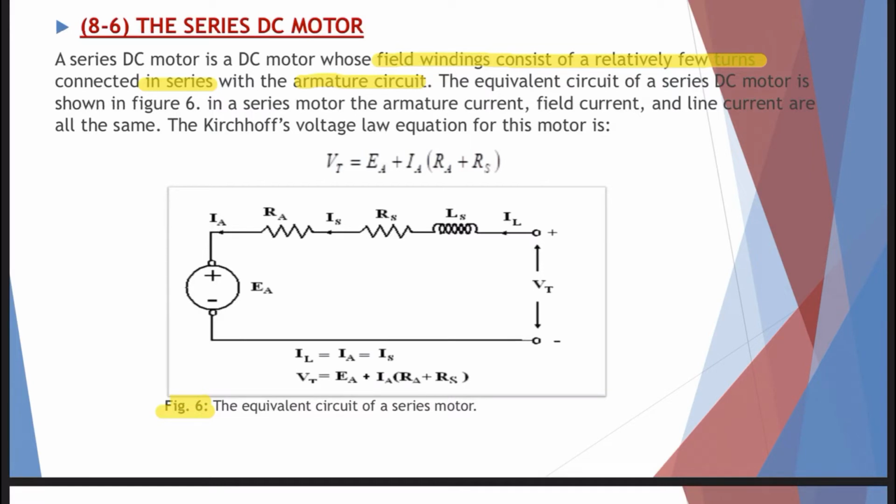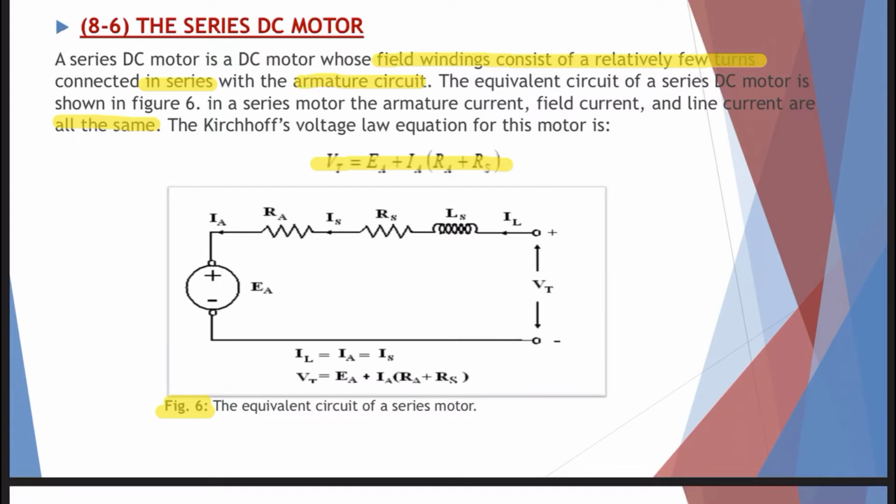In a series motor, the armature current, field current, and the line current are all the same, because now we are talking about a series circuit. The Kirchhoff voltage law equation for this type of motor: Vt will equal what, guys? EA plus IA multiplied by the summation of RA and RS, the series summation of RA and RS.